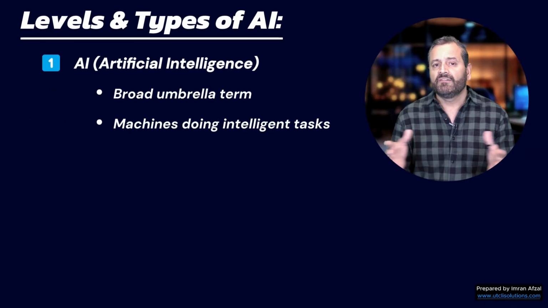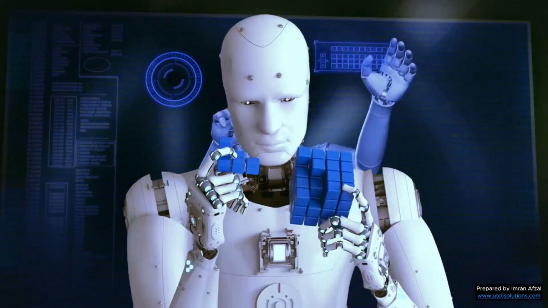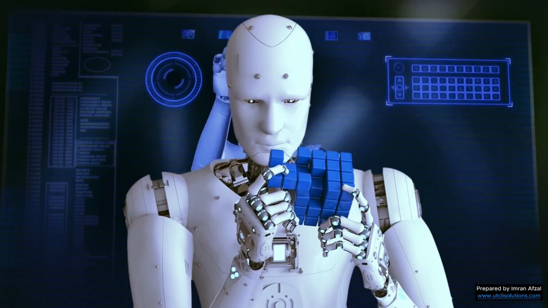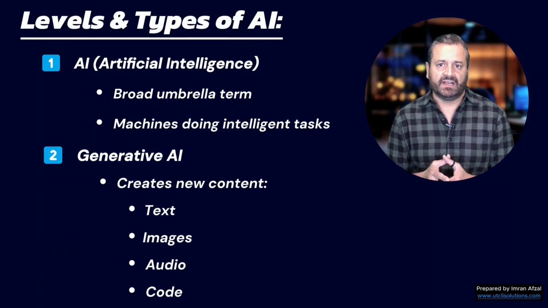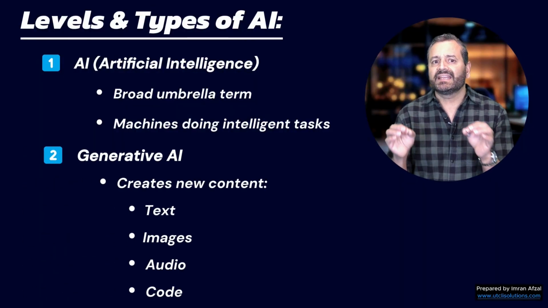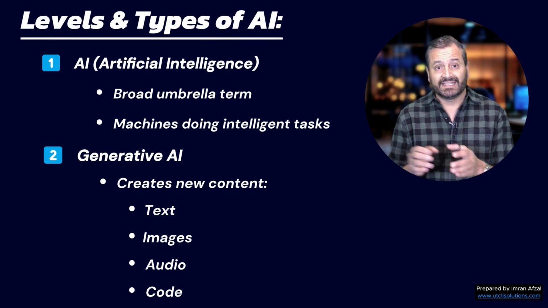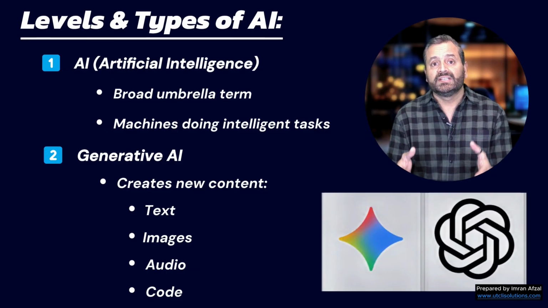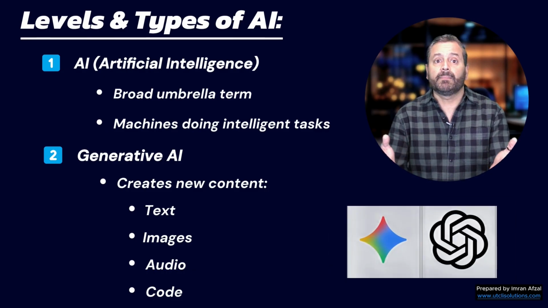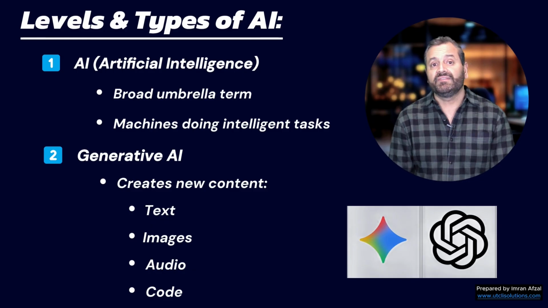Now let's quickly clear up the different levels and types of AI you may hear about all the time. First, AI is the broad umbrella term. It means machines doing intelligent tasks. Second, generative AI is the type of AI that can create new content like text, images, audio, or code. ChatGPT or Gemini is a popular example of generative AI.